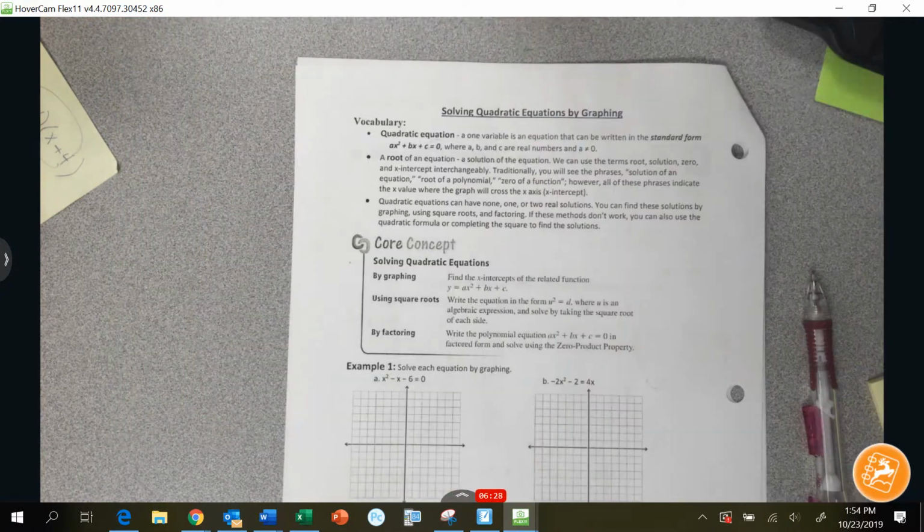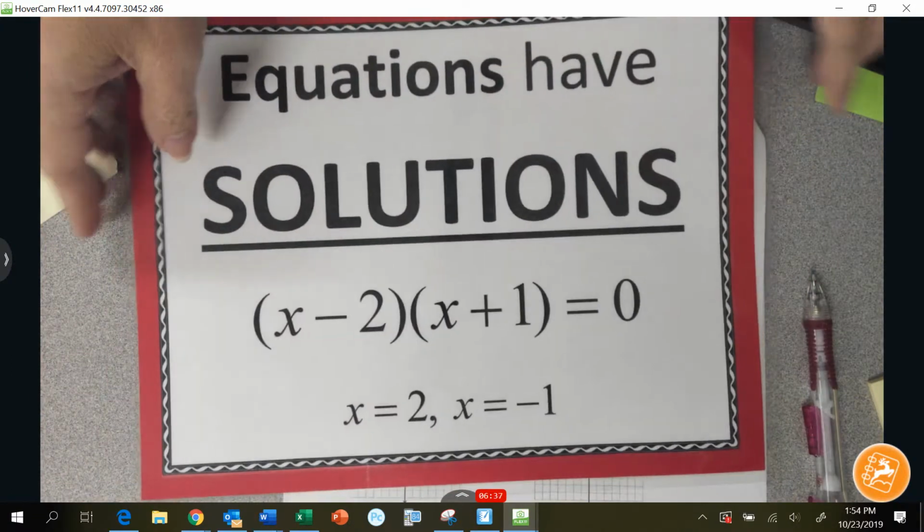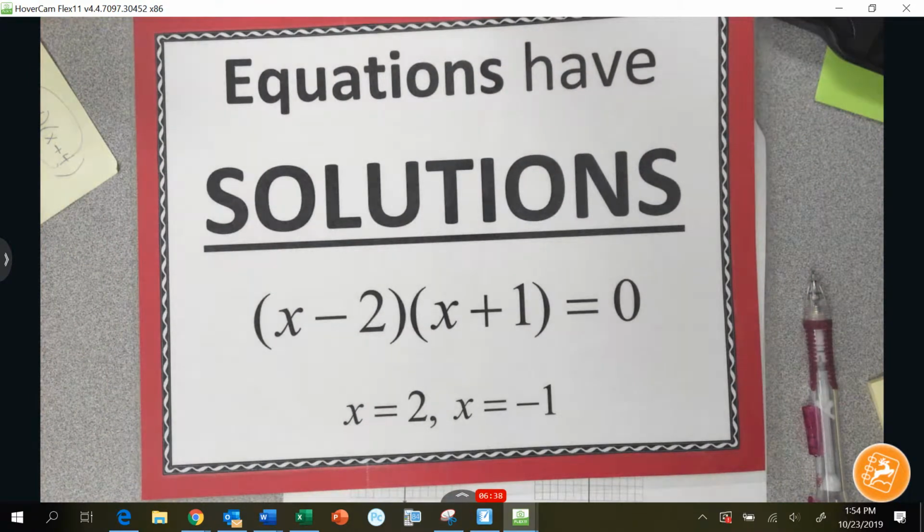Let's look at a different example. Equations have solutions. That's what we're doing today. So here's an equation that equals 0. Look at my solutions. What are they? x equals 2 and x equals negative 1. Have you just heard those numbers twice already?